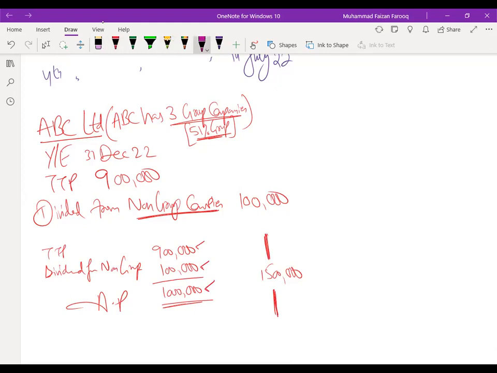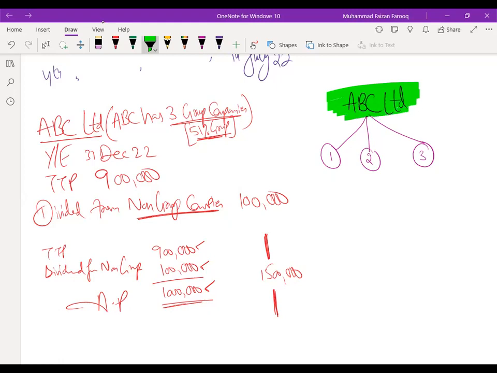We are one, right? We are who? ABC. And we have how many companies? One, two, three, right? I can say this in Urdu: we are one, and we have three subsidiaries. We are the ones, and we own three subsidiaries.